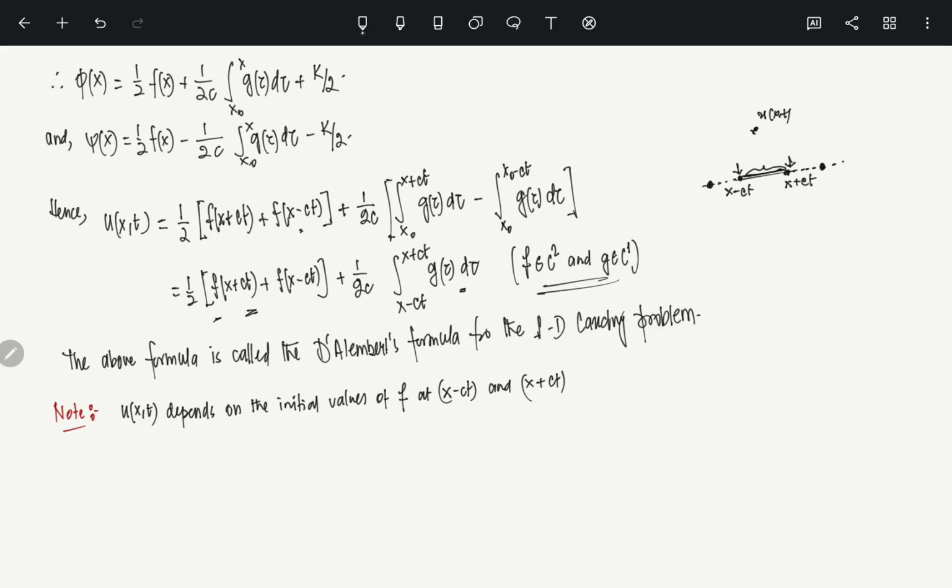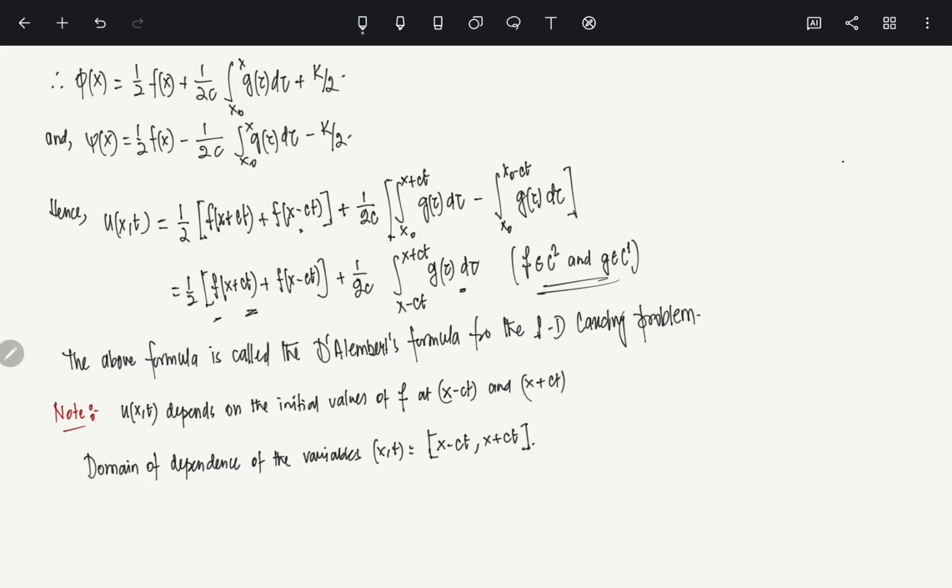It's called the domain of dependence. So essentially, there is something called the domain of dependence of the variables (x, t). And this domain of dependence is basically the interval between x minus ct and x plus ct. Is this okay? So you understand why it is the domain of dependence: the solution only depends on what f and g do at those two points or inside that interval. It doesn't matter what they do outside.